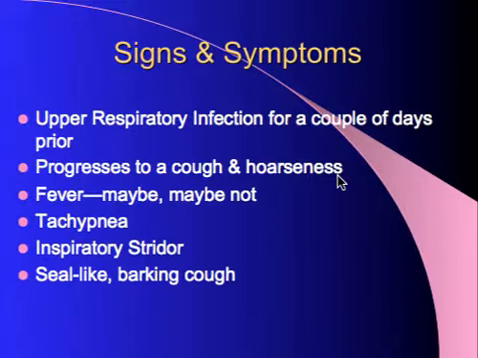Signs and symptoms of the assessment findings. The child would have had an upper respiratory infection for a couple of days prior to developing croup. It would progress to cough and hoarseness. Fever may or may not be present. Tachypnea, inspiratory stridor, which is upper airway occlusion, and a seal-like barking cough, which is unique to croup.